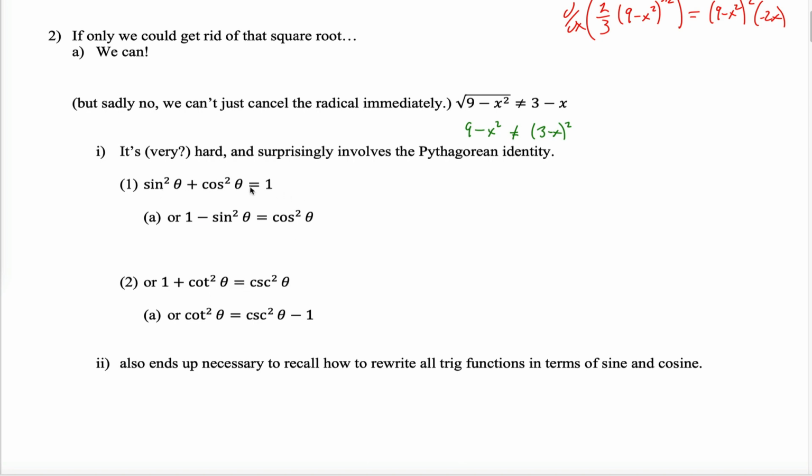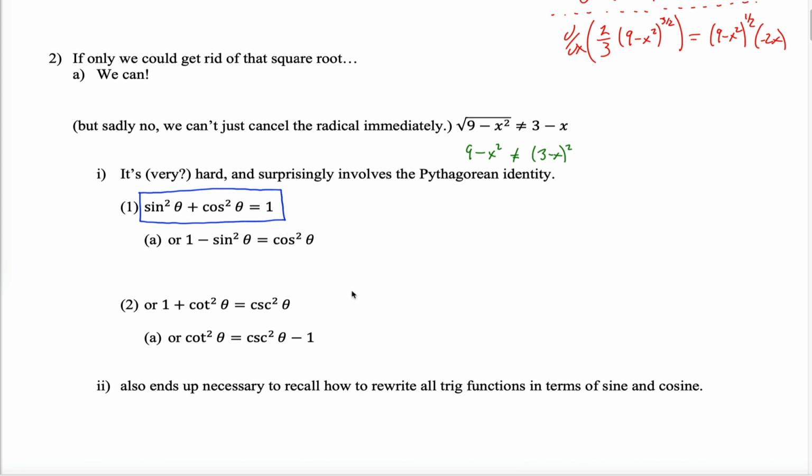And just like I could mess with this form by subtracting sine squared from both sides, I could mess with this form by, for example, subtracting 1 from both sides of the equation. I'd get cotangent squared equals cosecant squared minus 1. The point is just most people think about this as the Pythagorean identity, but really the Pythagorean identity is a little bit more flexible than what you see written in this blue box. Anyways, just some stuff I wanted to remind you of.